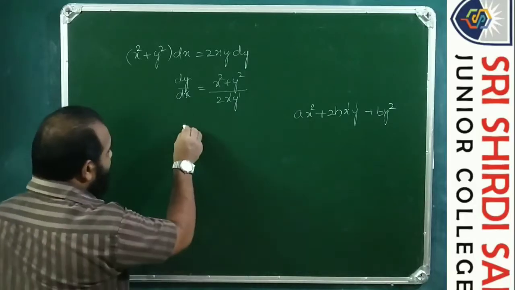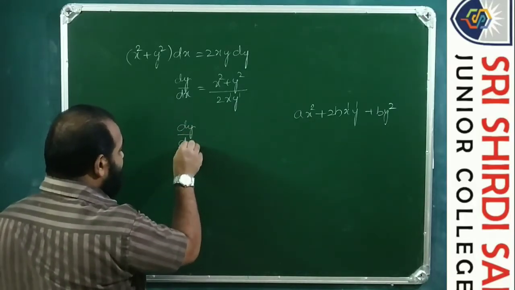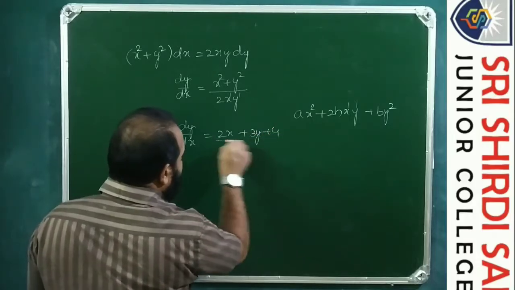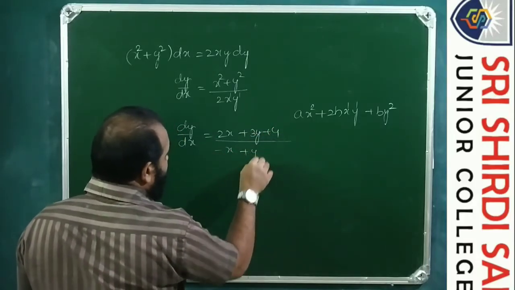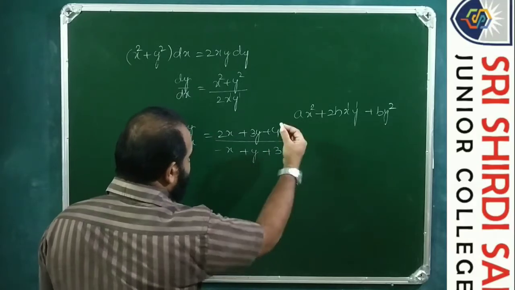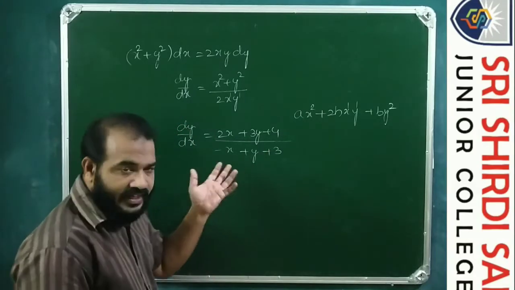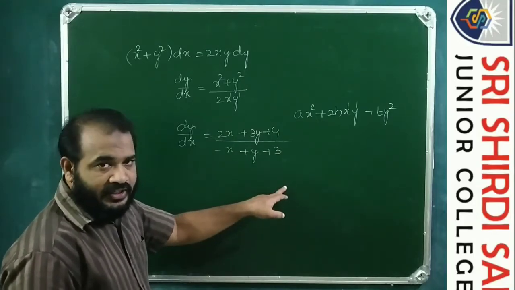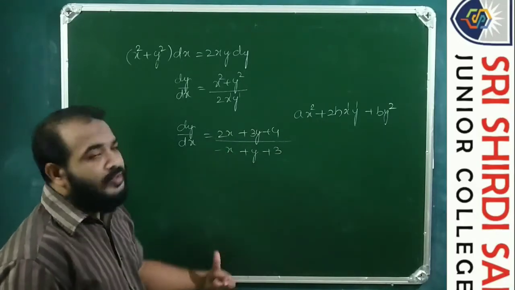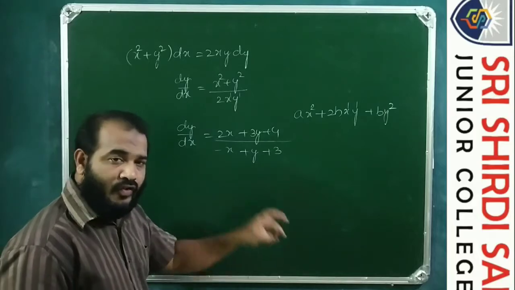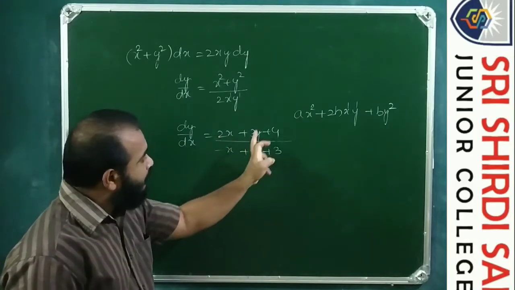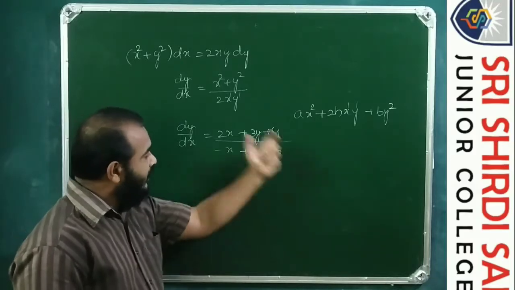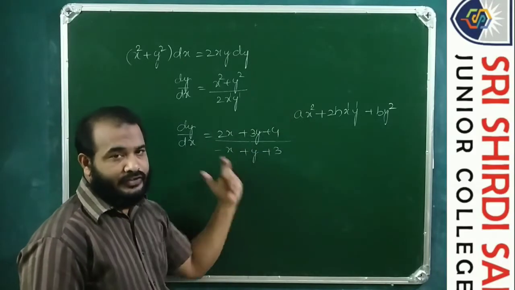For example, this is given: dy/dx = (2x + 3y + 4)/(y − x + 3)... this is obviously a non-homogeneous differential equation. A non-homogeneous differential equation is of the form (ax + by + c)/(a'x + b'y + c'). Automatically this is not a homogeneous equation.